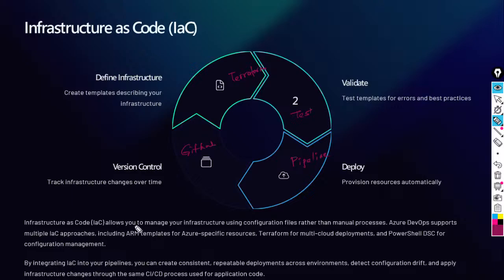Infrastructure as code allows you to manage your infrastructure using configuration files rather than manual processes. Azure DevOps supports multiple IaC approaches, including ARM templates for Azure specific. So don't go about all these things. That is too advanced to understand or explore at this stage. We'll skip this.